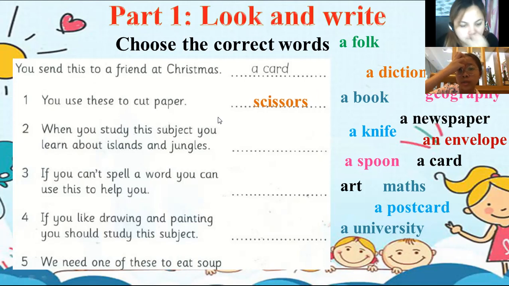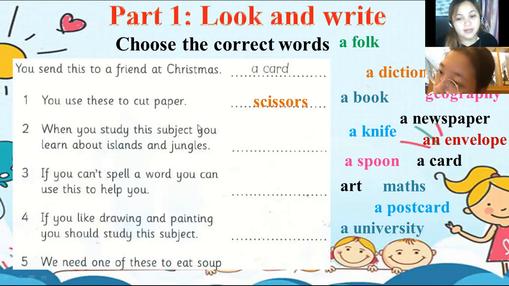Number 2. When you study this subject, you learn about island and jungle. Oh, not Iceland. That's island. Island and jungle. Okay, what's that? A book. Again, when you study this subject. So it means this is a kind of subject. It talks about island and jungle. A university.